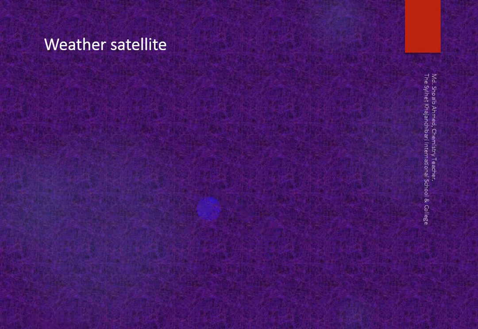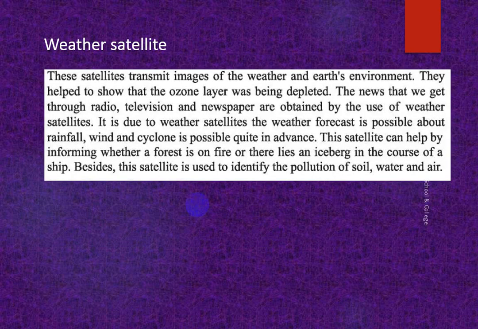Now, weather satellite. This satellite transmits images of the weather and Earth's environment. They help to show how the ozone layer is being depleted. The news that we get through radio, television, and newspaper is obtained by the use of weather satellites. It is due to weather satellites that weather forecasts about rainfall, wind, and cyclones are possible quite in advance.